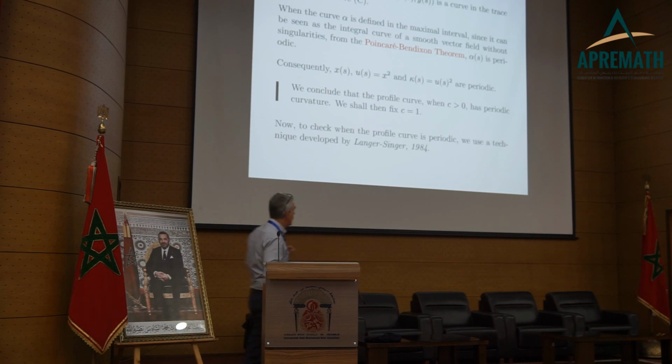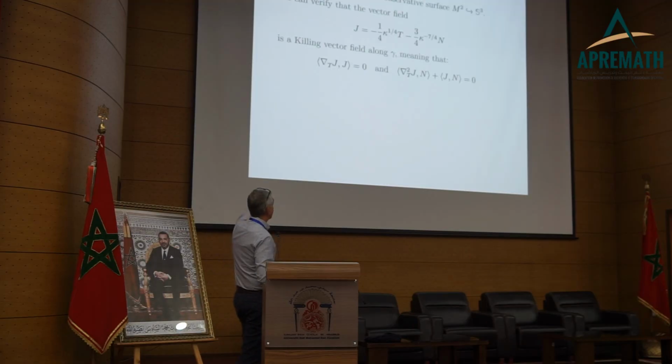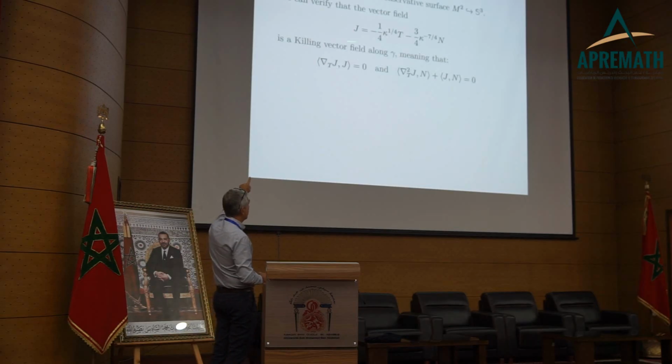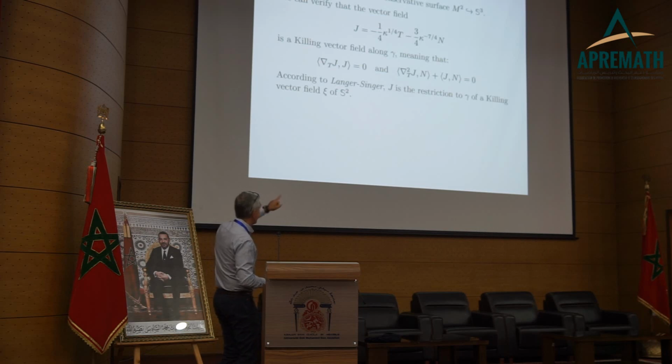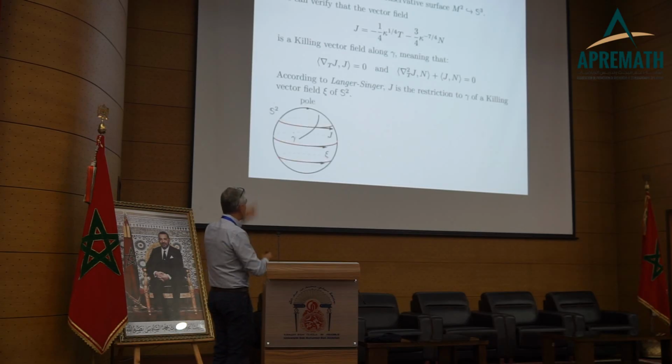And to do this, you need to use a technique that was developed by Langer and Singer in the 80s. So the point is, you start with the curve. The profile curve lives in S2. You can construct a vector field J and, using the equation that the curvature has to satisfy for the surface to be Biconservative, you can prove that this vector is a Killing vector field along your profile curve. And the nice thing is that this is a result of Langer and Singer. Once you know that J satisfies those two conditions, you know that J is the restriction of a Killing vector field on the whole S3. So you have your curve, you have your J, but actually J is the restriction of the Killing vector field on S3.